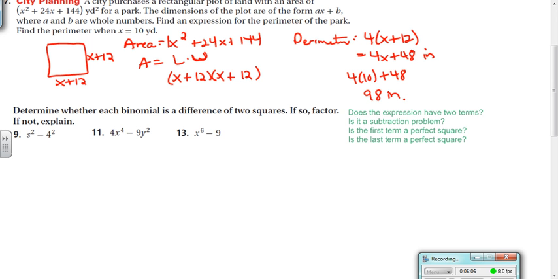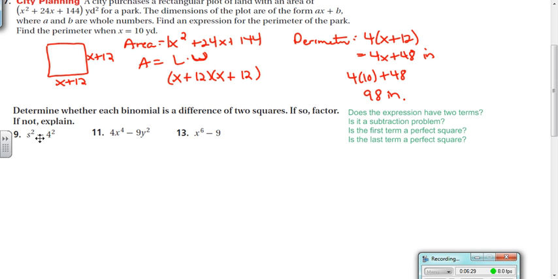Determine whether each binomial is a difference of two squares. If so, factor it. If not, explain why it's not. Well, here you've got a set of 4 questions. You have to ask, does the expression have 2 terms? Because binomial, bi means 2. Difference means subtract, so is it a subtraction problem? Is the first term a perfect square? Is the last term a perfect square?